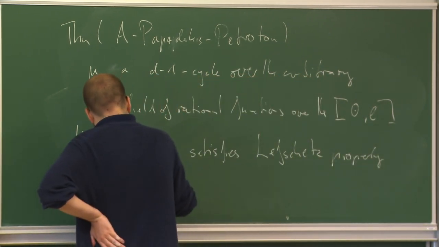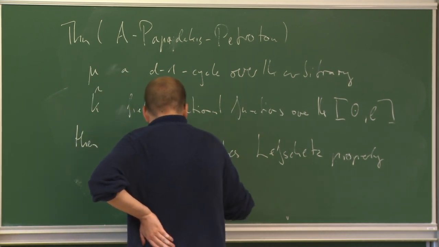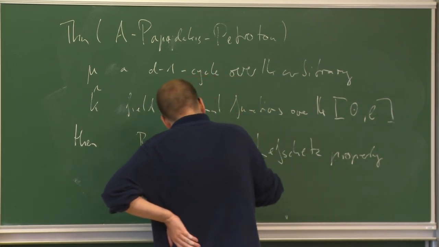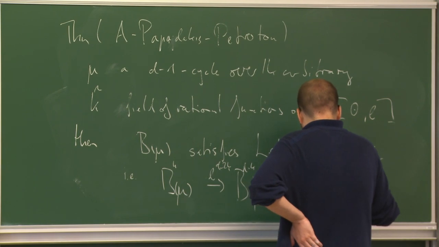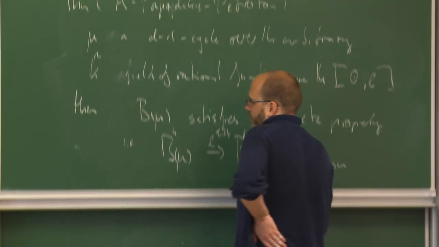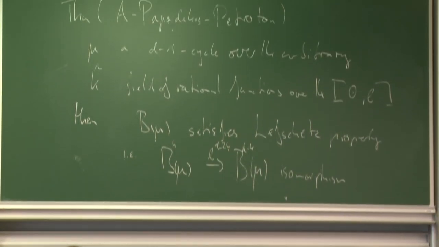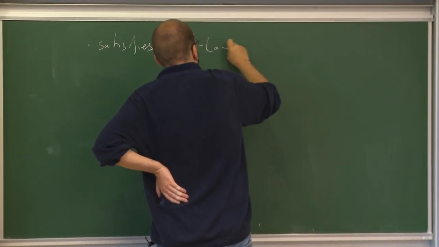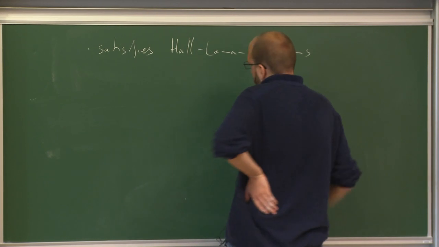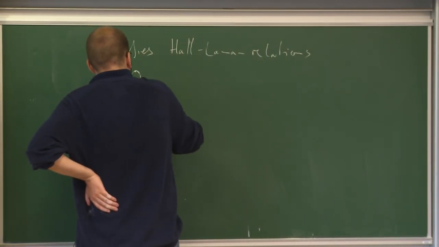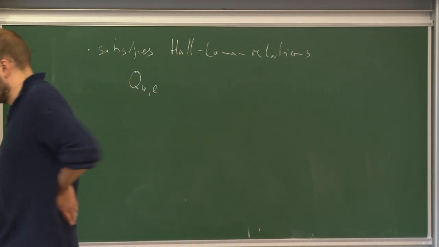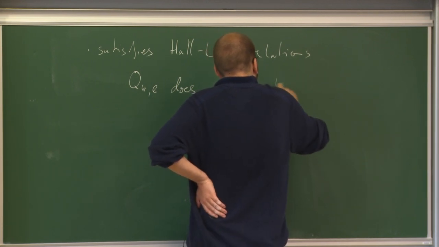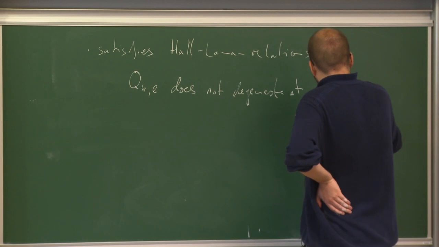That is, B mu k to B mu D minus k, L to the D minus 2k, is an isomorphism. It satisfies the whole Hodge-Riemann relations, that is, the Hodge-Riemann bilinear form Q K L does not degenerate at monomial ideals.